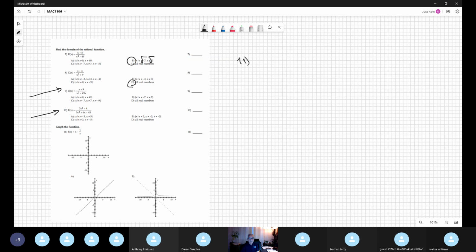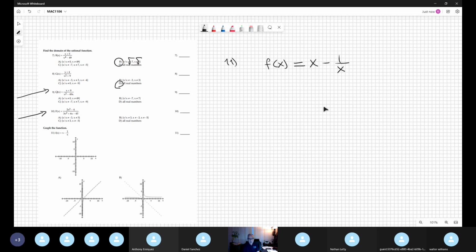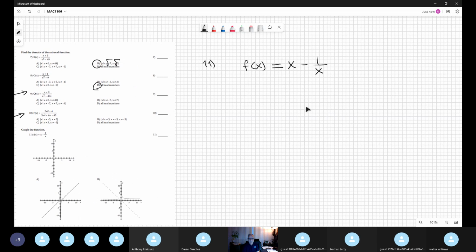Okay, 11 is f of x equals x minus 1 over x. Wow, I don't understand anything. Because the professor explained to me that a rational function is the division of polynomials. Well, okay, let's do it. Find the least common denominator. Oh, no, condensing this in one common denominator, which is x. We have x squared minus 1.